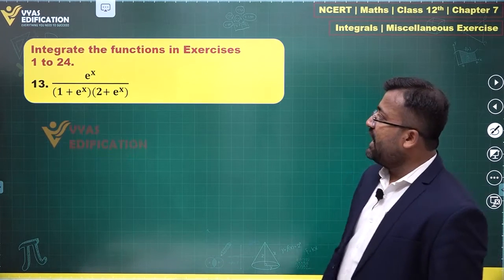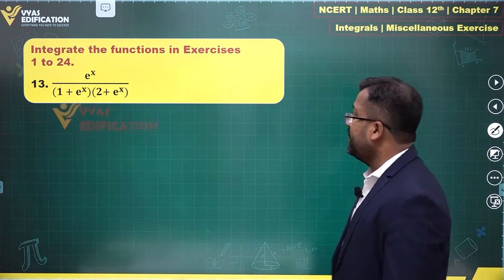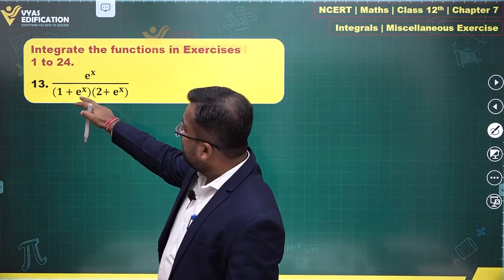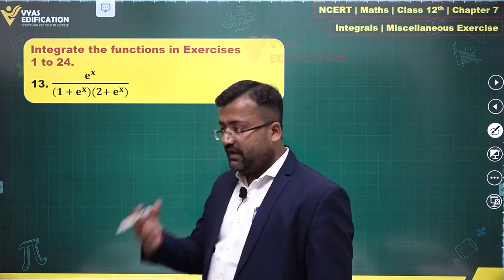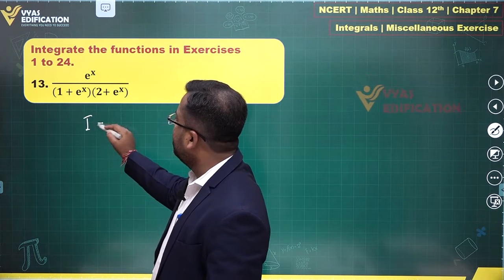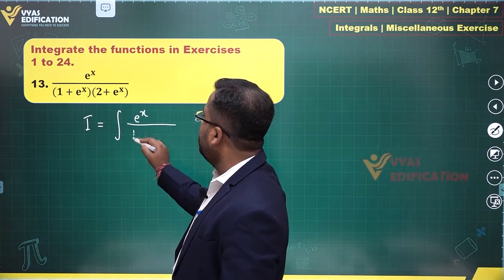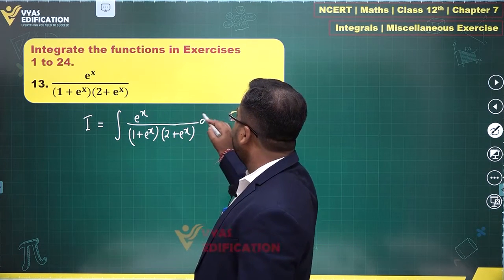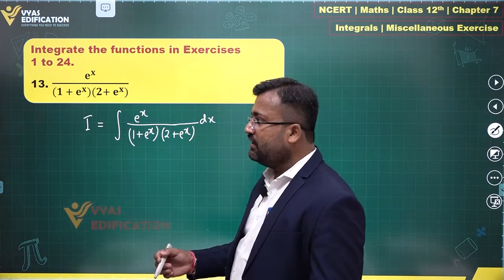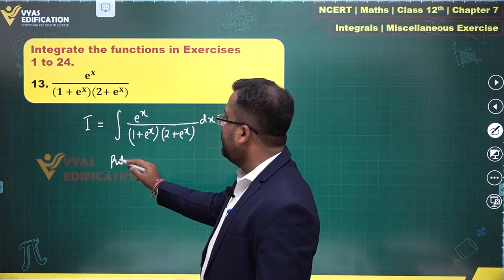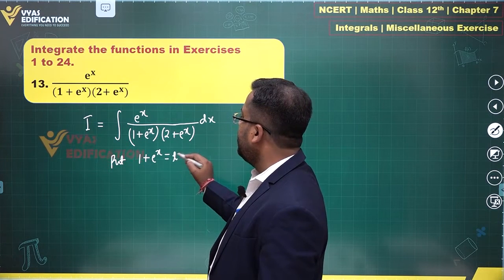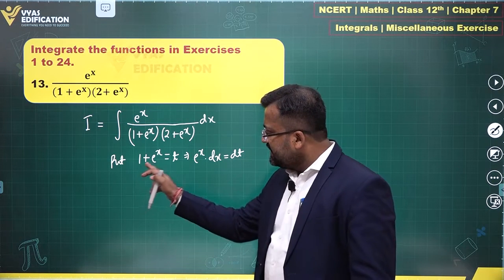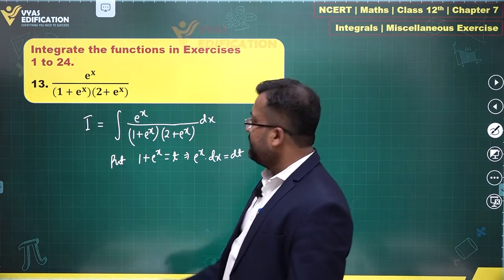In the 13th question, we have e^x upon (1 plus e^x)(2 plus e^x). The first thing that I can see is that the derivative of e^x is present over there. That's the first thing that you can observe. I is equal to the integral of e^x upon (1 plus e^x)(2 plus e^x) dx. We can substitute e^x as t, or to be more pragmatic, why not put 1 plus e^x as t? That tells me e^x dx will be equal to dt, and just adding this one will simplify this expression to simple t.